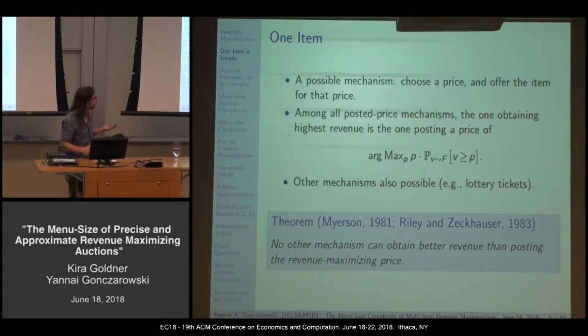that they can make compared to other interactive mechanisms. And there's a theorem by Myerson, '81, and Riley and Zeckhauser, '83. No other mechanism than a posted price mechanism can obtain better revenue. Meaning that if you want to obtain the maximal revenue from selling this clicker, the best thing for you to do is to offer the clicker for this price. Lottery tickets aren't going to help you in any way.